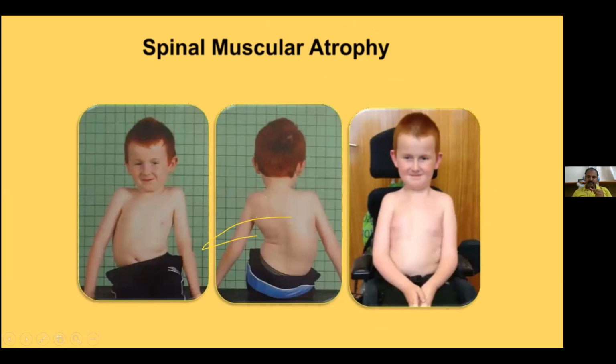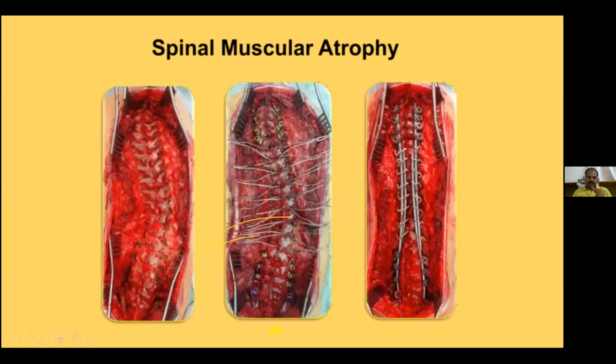You see here in spinal muscular atrophy, this is another kid, again with something like a C curve. See the posture significantly improves, even though the child is a non-walker. Okay, you see here the proximal and distal anchors. You get the wires like that, and then use the rods and tie it up.